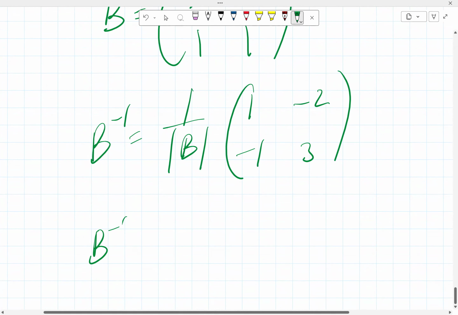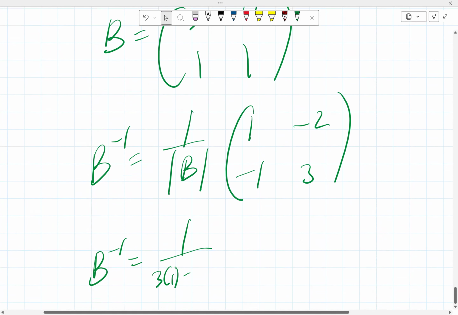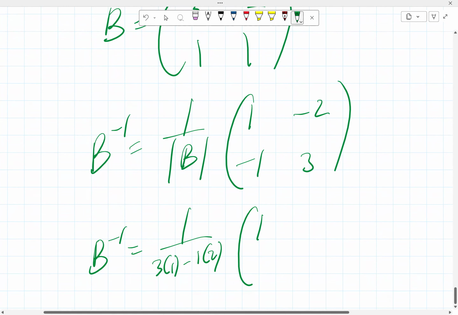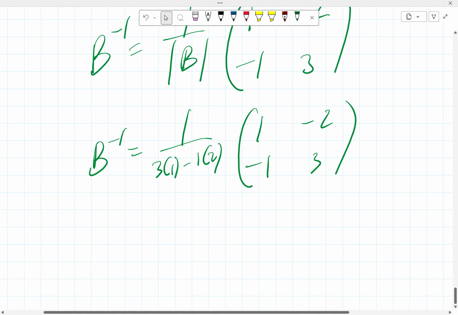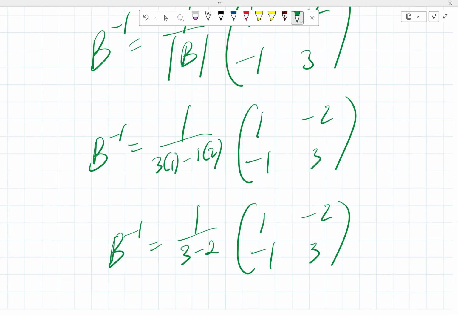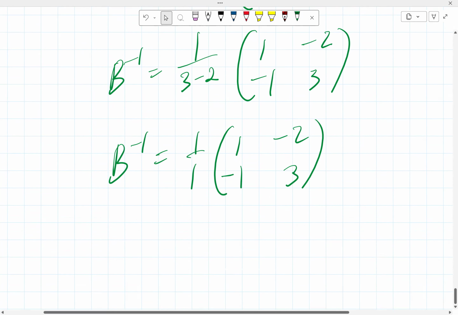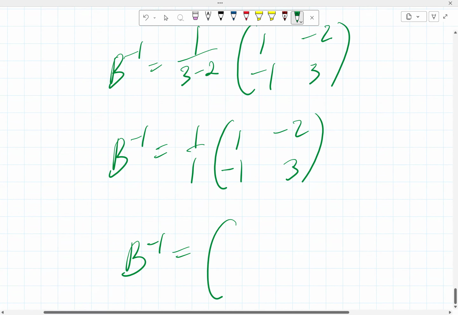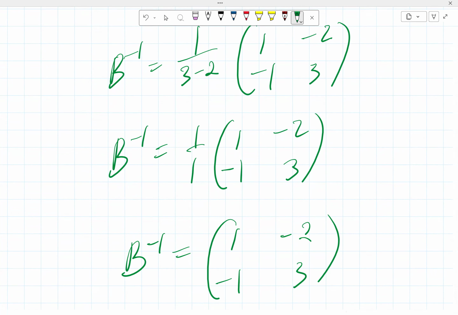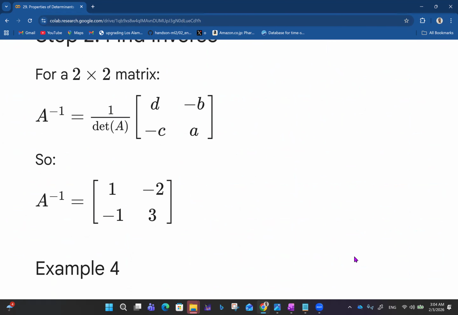So B inverse now is simply 1 over the determinant of B, that's 3 times 1 minus 2 times 1, into 1 minus 2 minus 1, 3. So this is B inverse, which is 1 over 3 times 1, 3, minus 1 times 2, is 2, into 1 minus 2 minus 1, 3. So B inverse is equal to 1 over 1 into 1 minus 2 minus 1, 3. Because the determinant is 1, we just have 1 minus 2 minus 1, 3. So that's what that tells us.